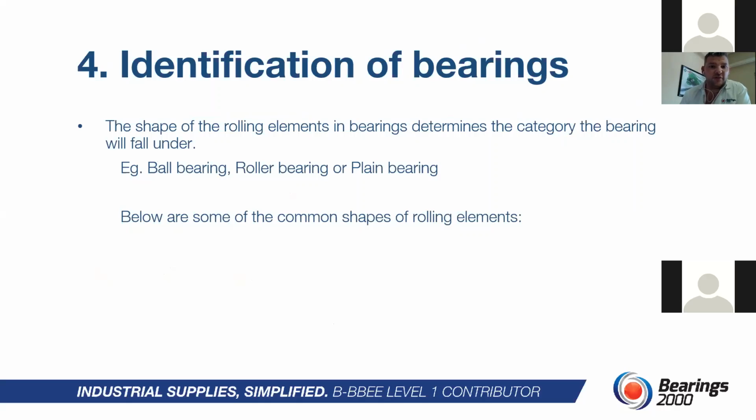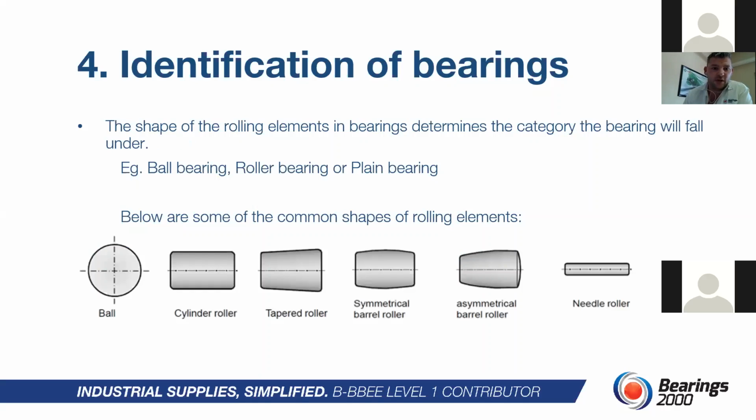So going into the identification of bearings, especially from a buyer's side, this is critical to make sure you purchase the correct bearings. The shape of the rolling elements in bearings determines the category that the bearing will fall under: ball bearing, roller bearing, or plain bearing. Below are some common shapes of the rolling elements that are available out there. You get the ball bearing, the cylindrical roller, the taper roller, the symmetrical barrel roller, and a needle roller.